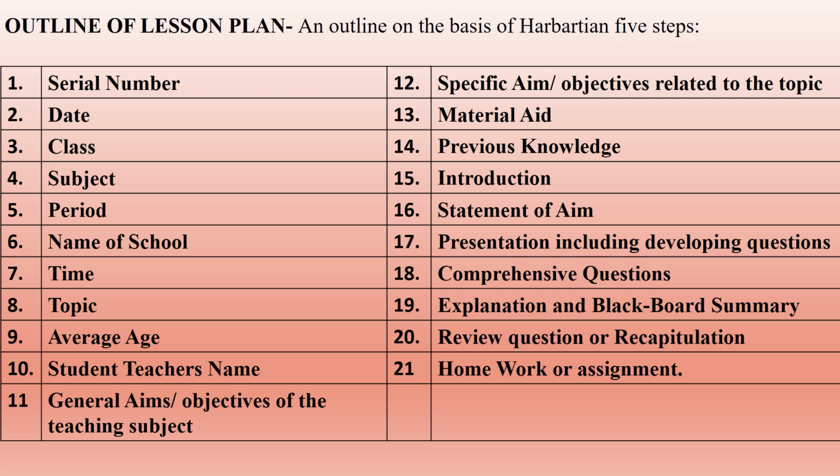Thereafter, the average age of children will be written. Then the name of the pupil teacher should be written. After this, general aims will come. After the general aims, specific aim will be mentioned. Then after that, what material aid you will use will be written. After material aid, previous knowledge will be mentioned.